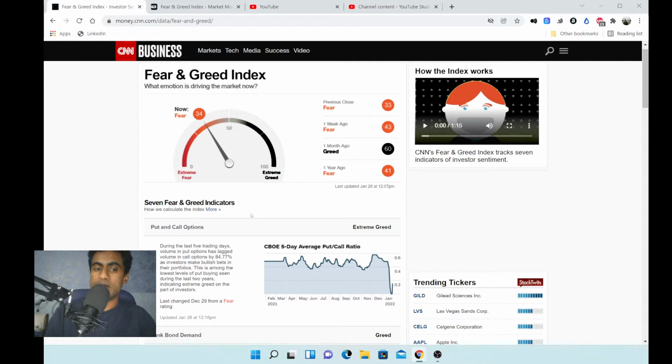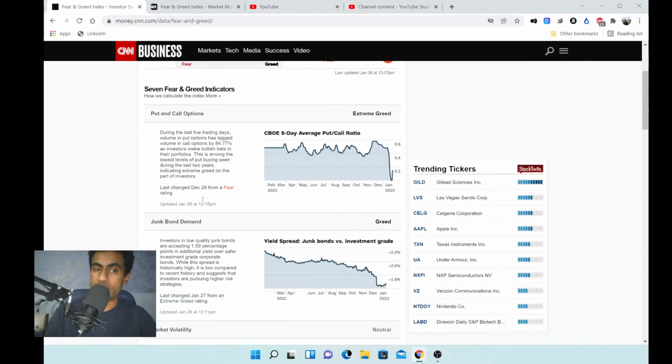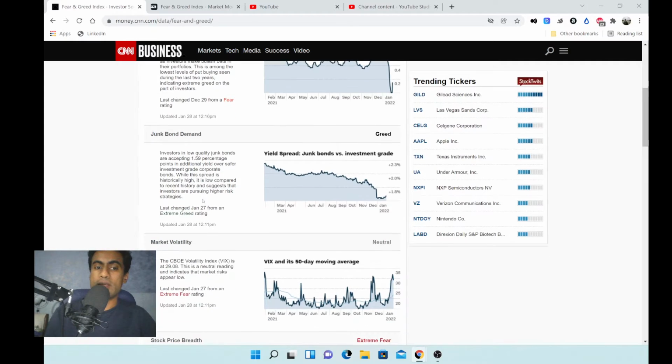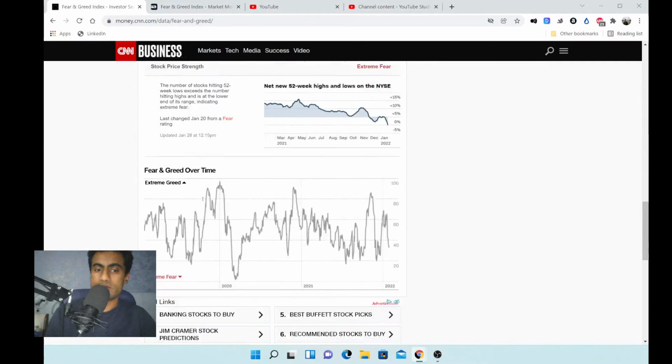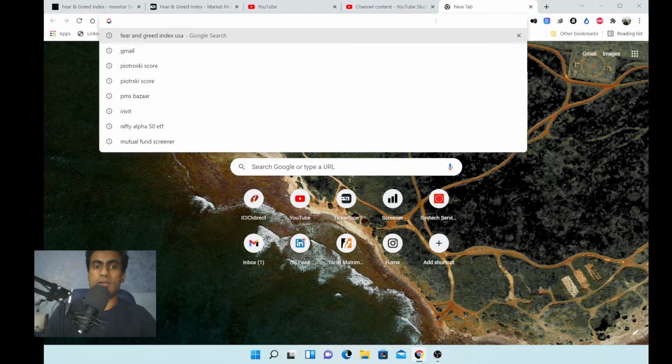It's a cycle. So how this works, for example, you can scroll down during your free time and you can understand how it works. Apart from that, technically, if you want to understand the fear in the market, we generally use this.